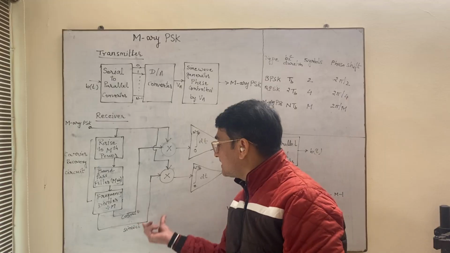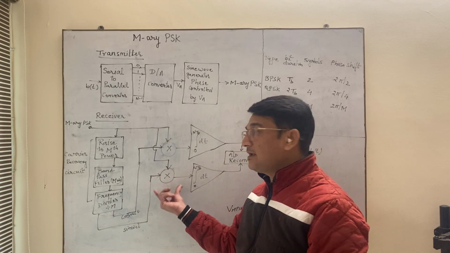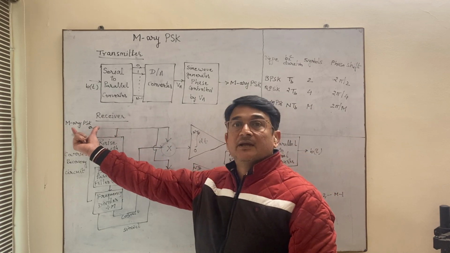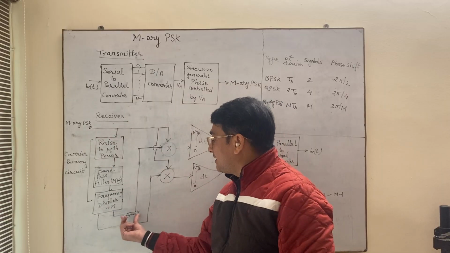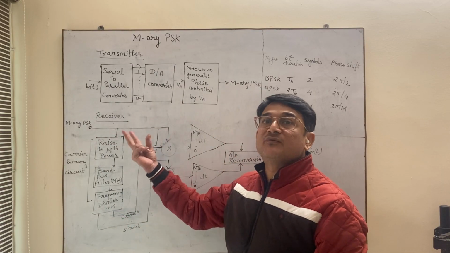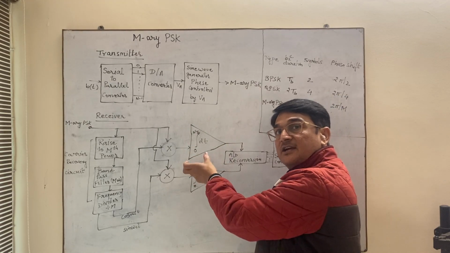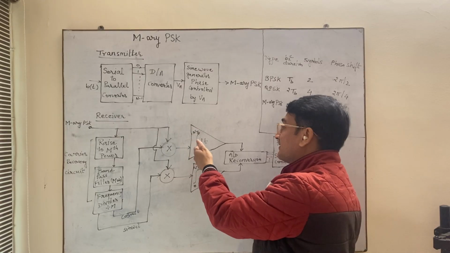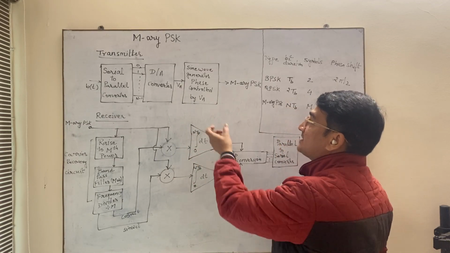So the cos omega ct and sin omega ct signals will be generated and given to the multiplier, and the second input of the multiplier is fed with the M-ary PSK signal. When the M-ary PSK signal is multiplied with cos omega ct and sin omega ct, you get 2 different signals, and then they are given to the integrator circuit which works as a low pass filter. This low pass filter will remove the high frequency component and gives you the various different levels.